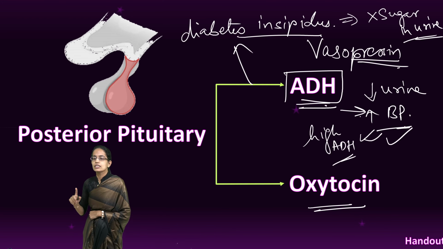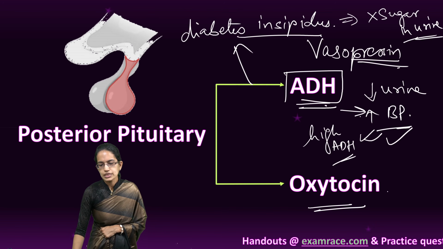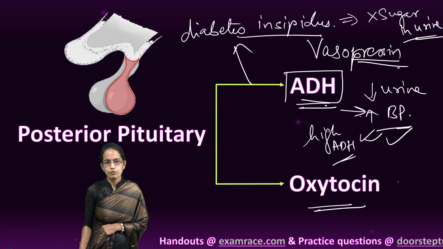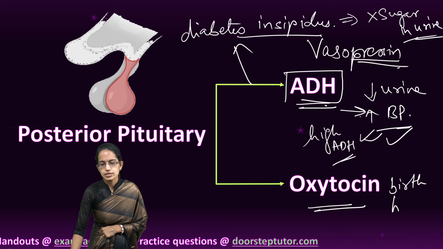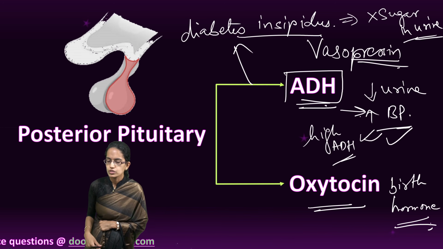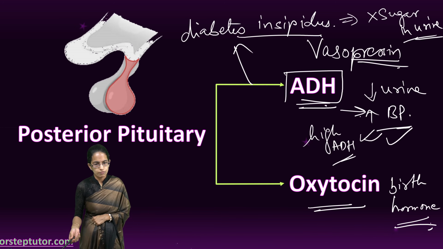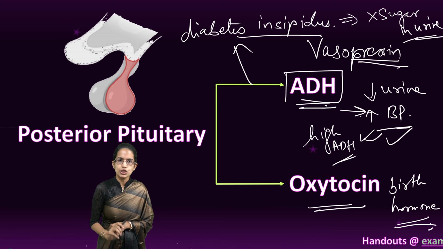The next is oxytocin. Oxytocin is an important hormone which is responsible for contraction of the uterus during childbirth, and therefore it is also known as the birth hormone. Oxytocin is also responsible for expulsion of milk. So, those two are the hormones which are released by the posterior pituitary.